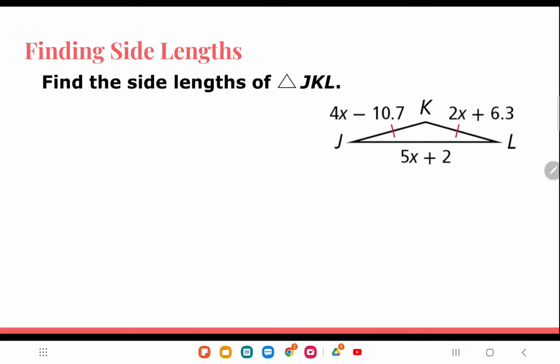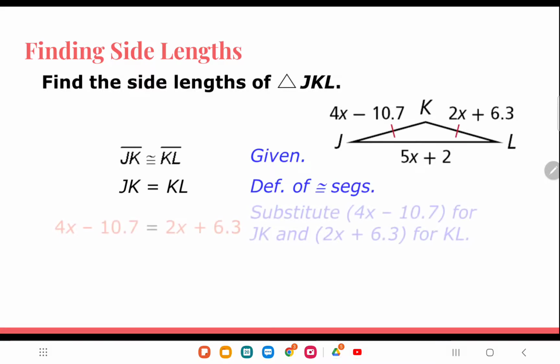Finding side lengths, we're going to begin by noticing in this triangle that while every side has the variable x in it, only two of these sides are labeled as being congruent. It does look like this is an example of an obtuse isosceles triangle. So we're given that JK is congruent to KL. The definition of congruent segments tells us that their side lengths are equal in measure. We'll substitute.